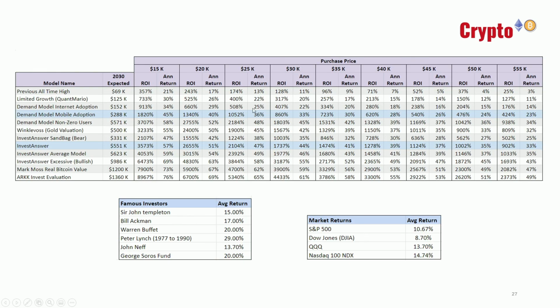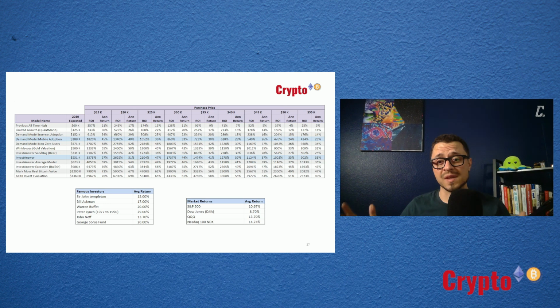So back over here. Even if Bitcoin only has a 17% average return, it would still beat the S&P 500 by a wide margin. So even, personally, worst case scenario, I would think Bitcoin just reaches the all-time high. Its previous all-time high was 69,000 by 2030. It will still be a phenomenal investment.